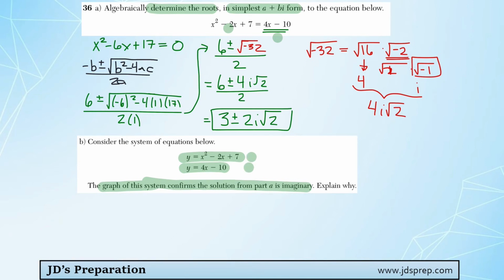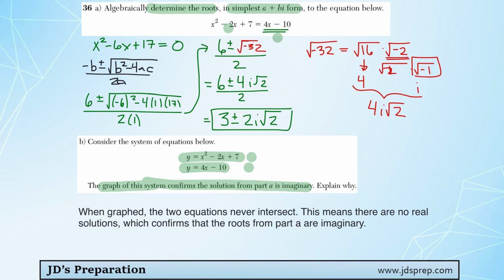So the fact that the solution is imaginary, well, that means that they don't intersect. So to answer the question, we can state that when graphed, the two equations never intersect. This means there are no real solutions, which confirms that the roots from part A are imaginary.